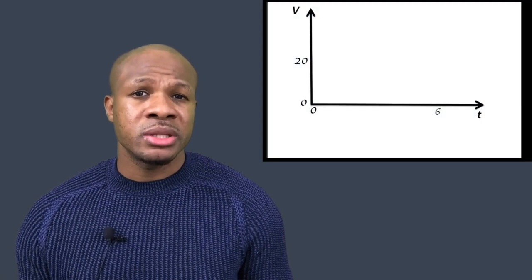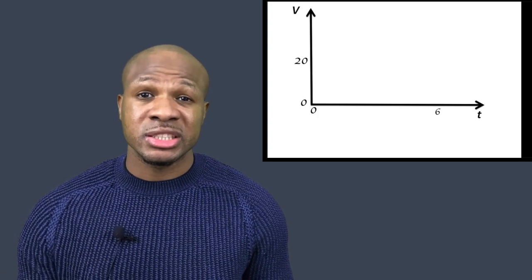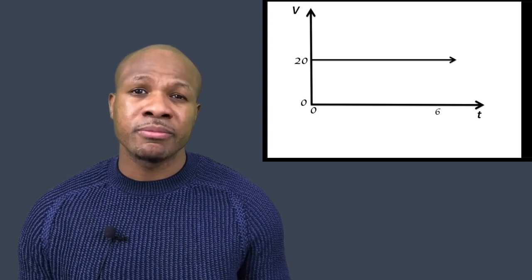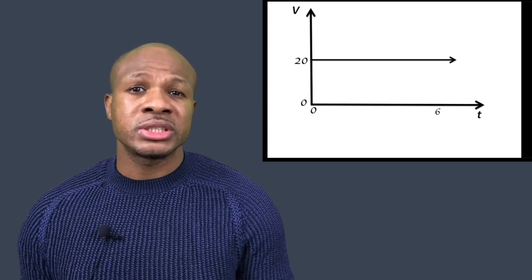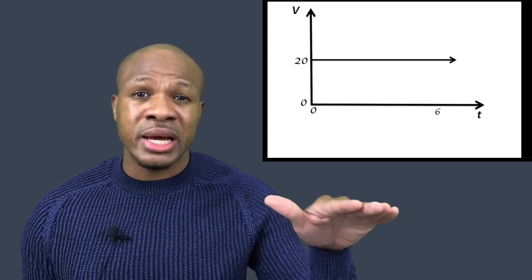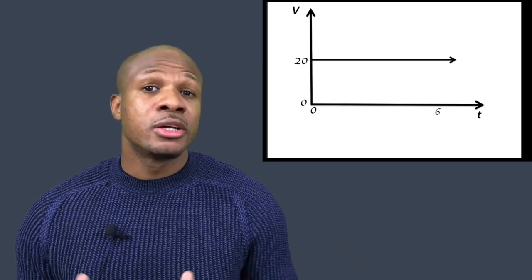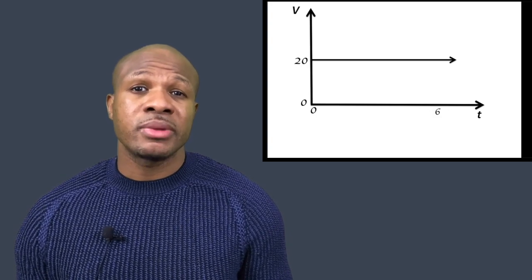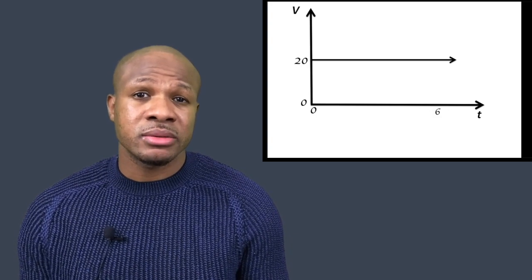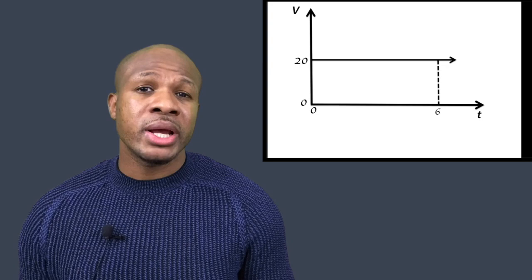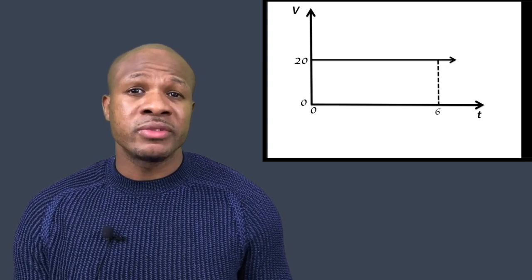If we plot our speed versus time, we were traveling at a constant speed of 20 meters per second, which means that our speed versus time curve is going to be a flat line because our speed never changed. So when we ask the question, how far did we travel after 6 seconds? What exactly are we asking for? What we're asking for is the area of this rectangle.